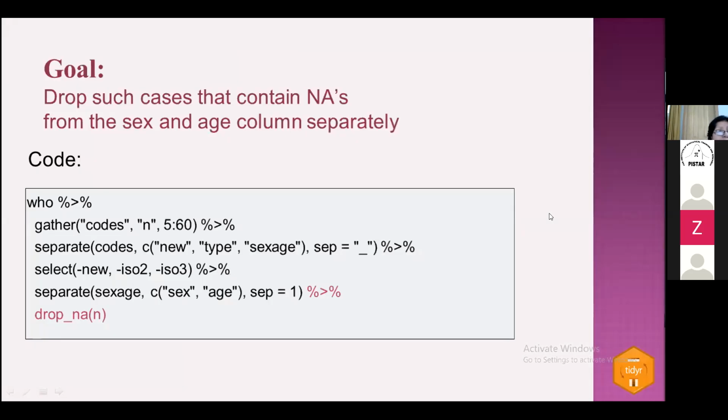This is the example that Dr. Sharqa has already demonstrated. With the drop_na command on the variable N, you can remove all the cases that contain NAs just by putting drop_na. Here is the output that you can see.